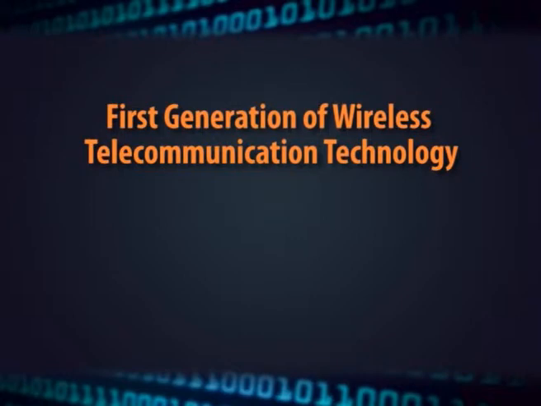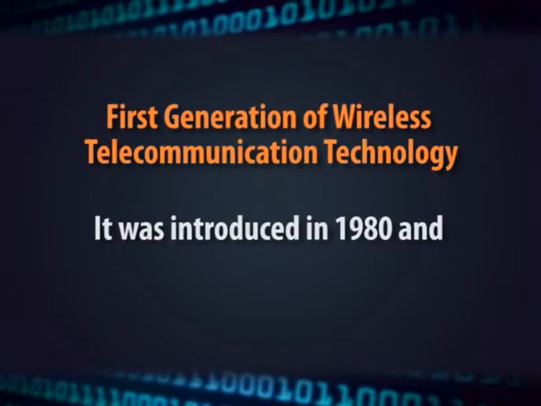The first generation of wireless telecommunication technology was introduced in 1980 and is known as 1G. The main difference between the existing system and 1G was the invention of cellular technology, and hence it is also known as the first generation of analog cellular telephone.